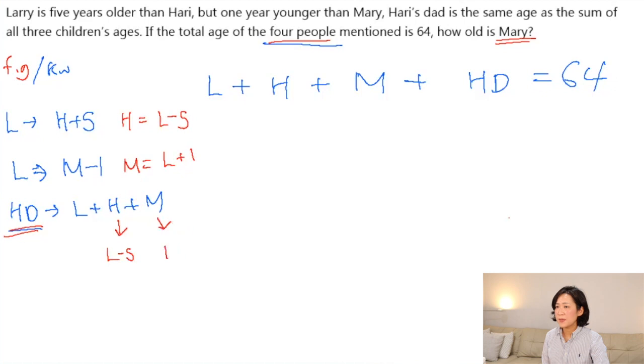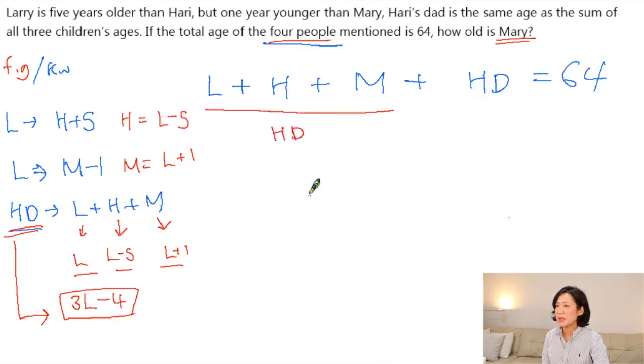Then let's simplify Harry's daddy's expression. That is 3L minus 4. Then we've got a simple version of Harry's daddy's age, with only one variable. Now, can you notice that Harry's daddy's age is the sum of all three children's ages? So can we say L plus H plus M is Harry's daddy's age, right? Then we have double Harry's daddy's age is 64, so Harry's daddy is only 32.